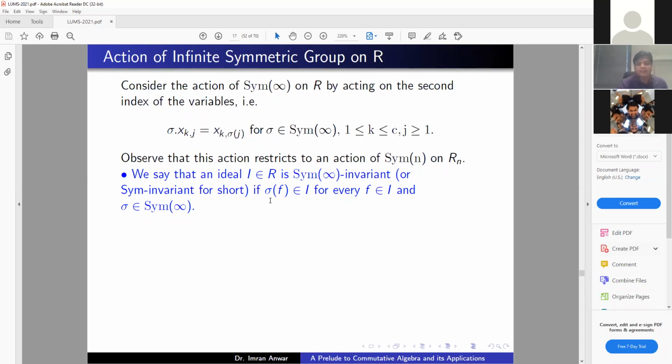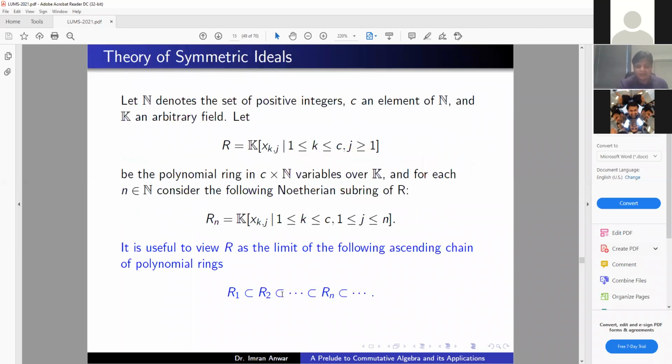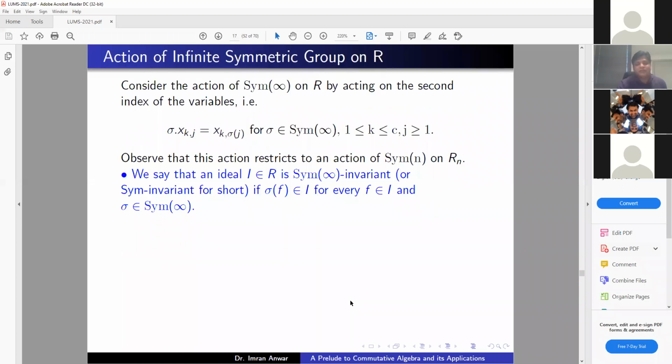If you apply this sigma operator, that means a permutation operator which is a member of Sym-infinity, on any member of I, the resultant polynomial after the change of the variable will also be a member of I. That means if you apply some sigma here, whatever you are doing, everything stays inside this particular structure. So if I is receptive to the sigma action, we say that this particular ideal is a Sym-invariant ideal. You will see an example soon.